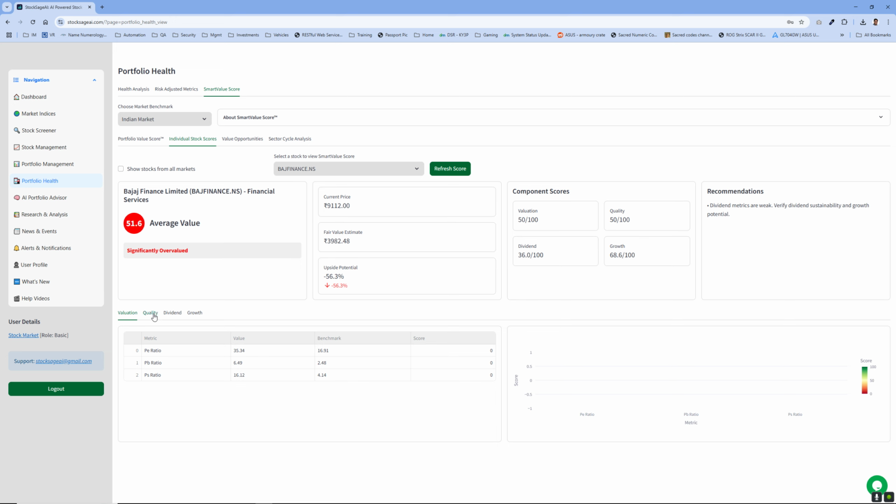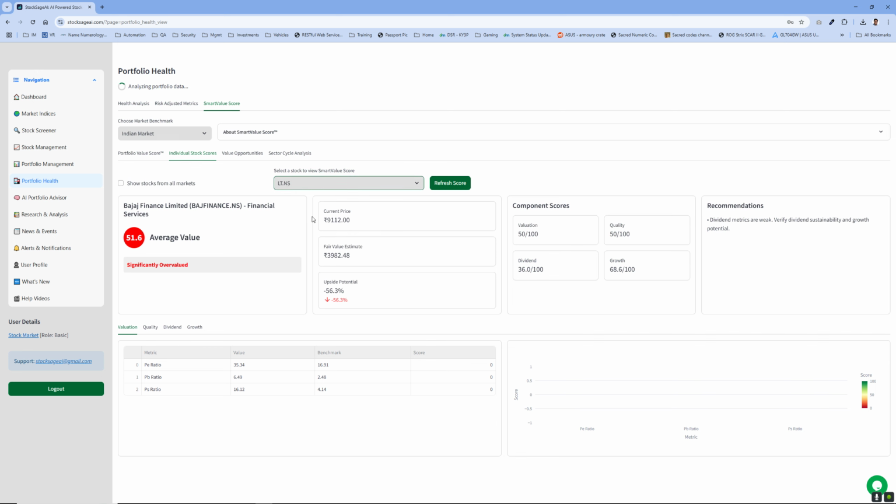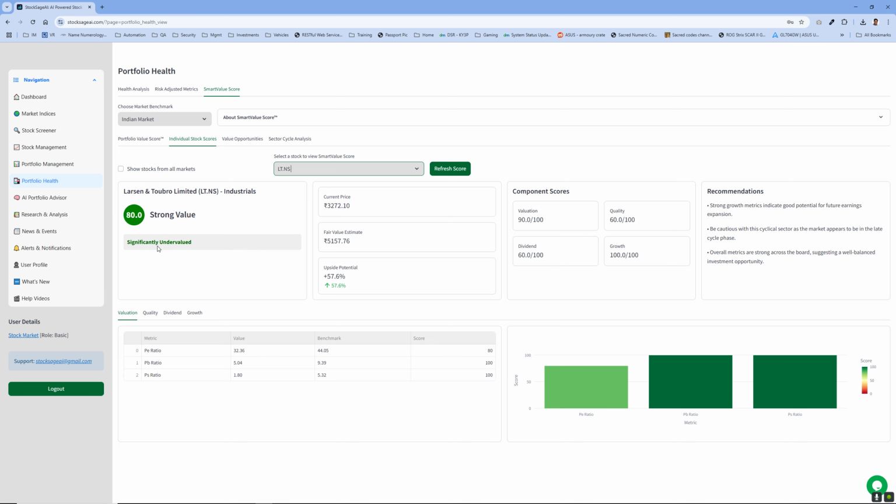I can even look at each of these valuation score components on how they are being calculated, how the numbers stand, what are benchmark numbers, and what is the overall score I'm getting for each of these stocks. And we have a recommendation on what is the issue in the stock, and the system provides you that. Let me go to LNT. Yeah, so if you see, this is a significantly undervalued stock. The recommendations are that this is a strong growth metrics stock with good potential future earnings. We can see there is an upside potential of 57.6%. And if we want, maybe we can rebalance our portfolio and look at LNT for more investment.